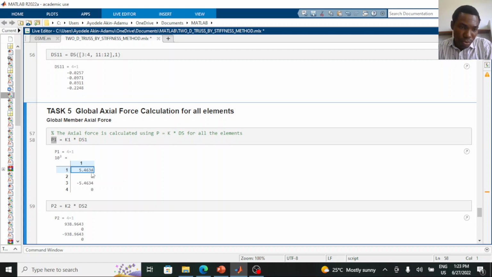So this 5.4634 times 10 power 3 Newton is the force in the x direction at node 1. There's no force at node 2, at degree of freedom 2 the force is 0. These two are the forces at node 1, while these two are the forces at node 2, 3 and 4. At node 3, we have the force pointing to the left. You will see a better explanation of this in the first part of my video in the PowerPoint presentation.